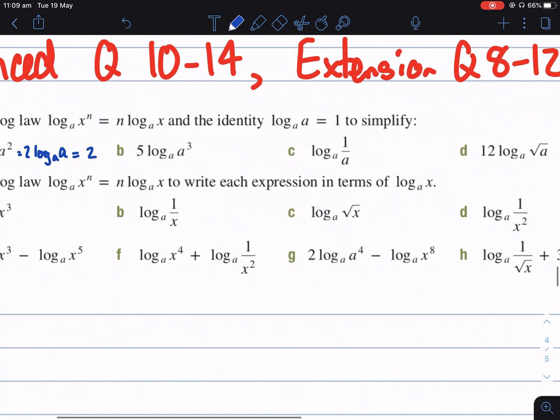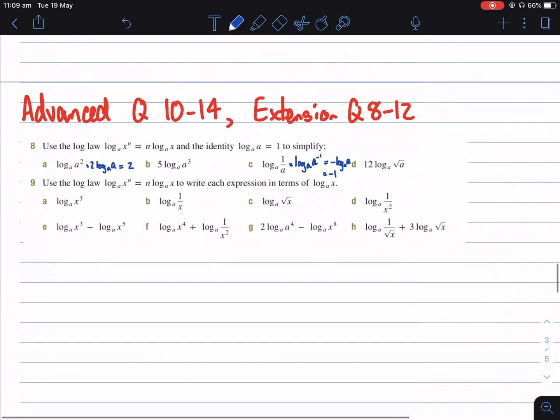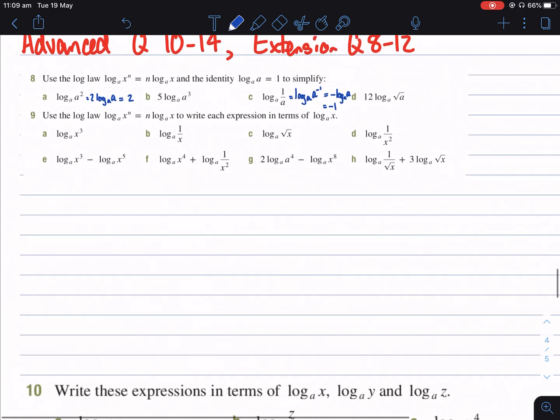And this is the same as log base a of a to the minus 1. Take the minus 1 out the front, so it's minus log base a of a. Log base a of a is just 1, so it's minus 1. Okay, so 8 was nice and quick. Let's do 9.